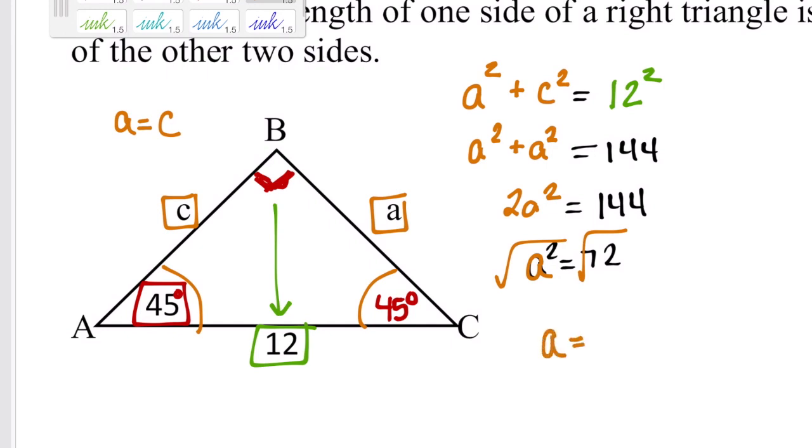So a is going to be equal to, I can reduce it a bit, take out a 36, so 6 square root 2. And since a is 6 square root 2, and a and c are equal, then I know that side c is also 6 square root 2. And we're done! Ta-da! Not crazy.